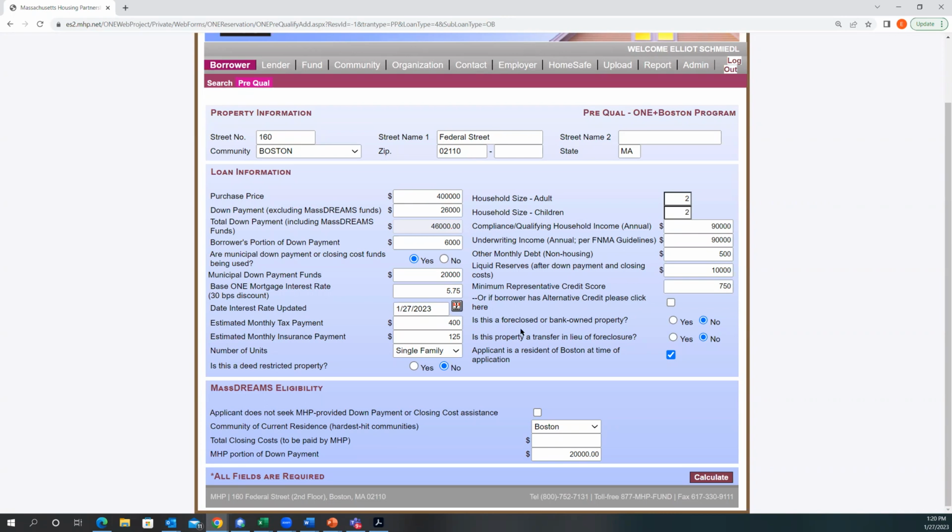Lastly, please enter a placeholder figure for total closing costs using your best estimation of the closing costs that will be paid with MassHousing. This figure will be refined further along in the process once the loan has been underwritten and has gone to closing. For this transaction, I'll enter $8,000.